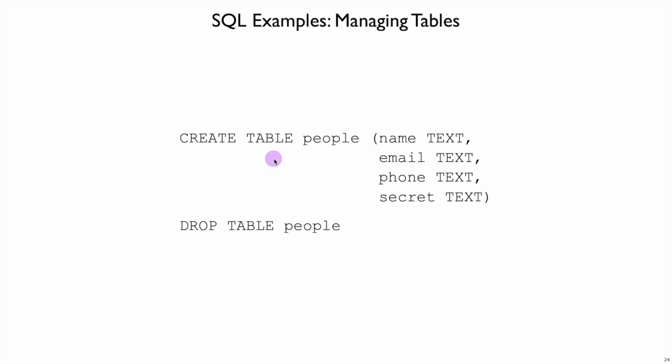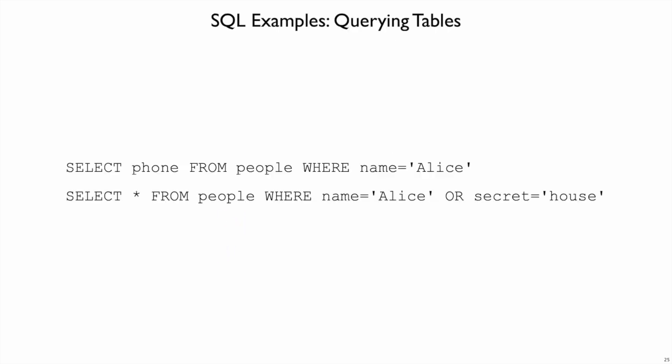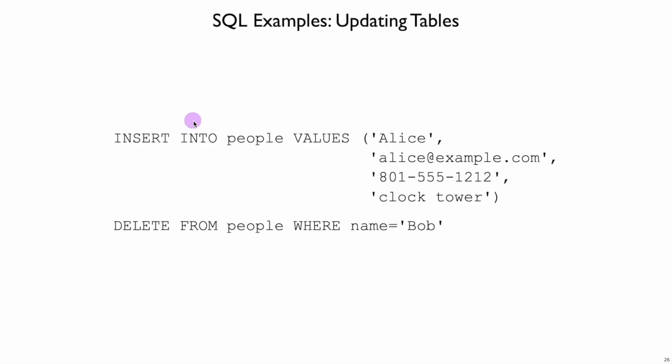So we saw the CREATE command. It turns out the DROP command is used to delete tables. SELECT, we saw some examples from that. There are also other operators you can use with WHERE. You can find all the people whose name is Alice or whose secret is house. So AND, OR, and other operators are included as part of SQL. We inserted using INSERT INTO. Of course, you can delete from a table, and that's using DELETE FROM in a similar way to an insert, but you don't get data back, you just delete that row of the table.